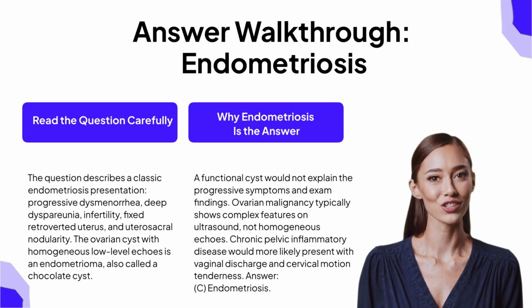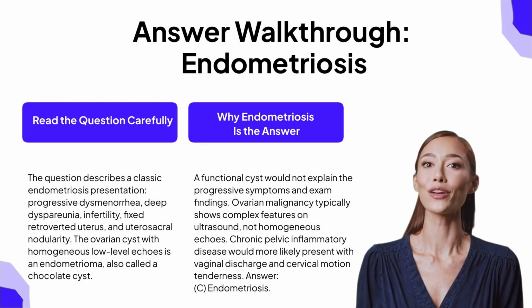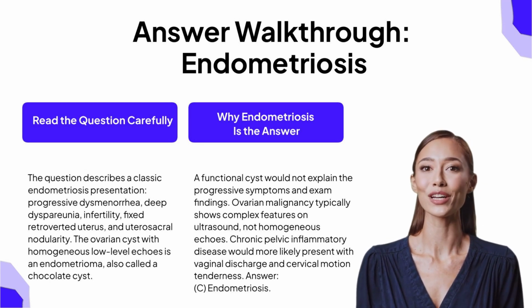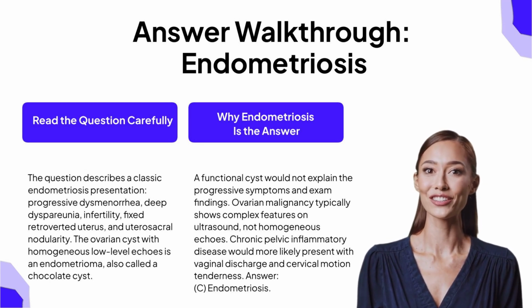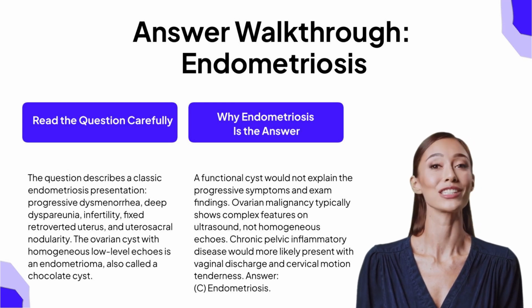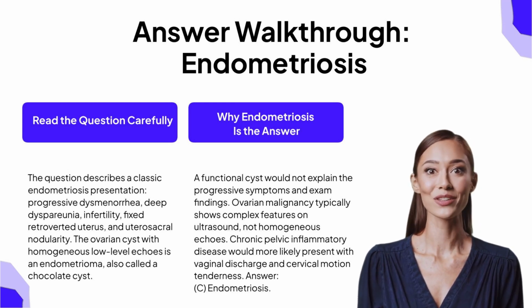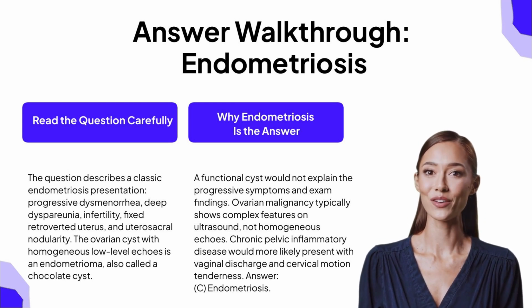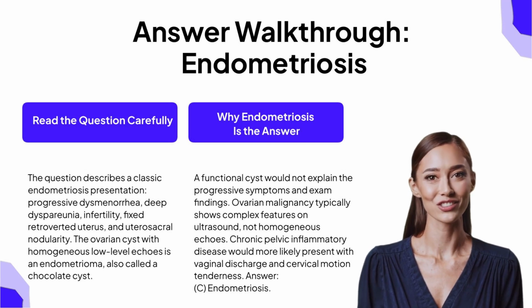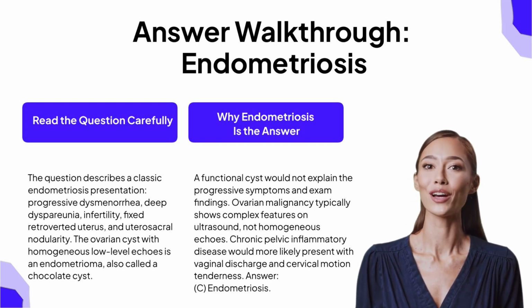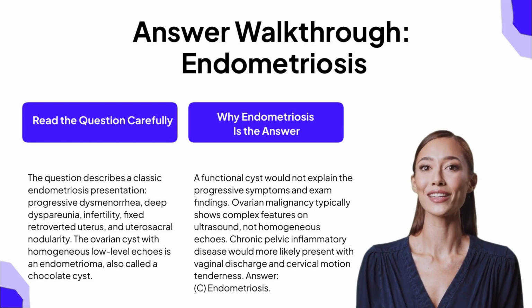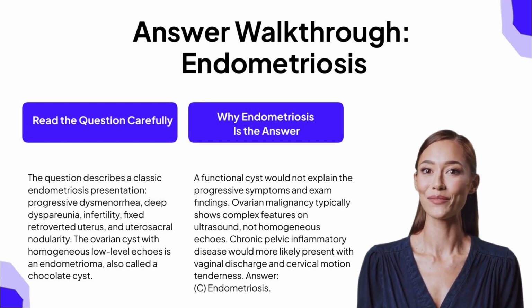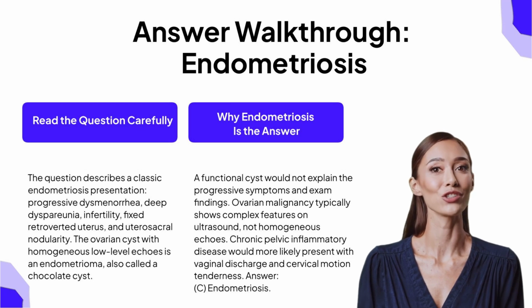Now, why is endometriosis the answer? A functional ovarian cyst would not explain the progressive symptoms, the fixed uterus, or the uterosacral nodularity. Ovarian malignancy typically shows complex features on ultrasound with solid and cystic components, not homogeneous echoes. Chronic pelvic inflammatory disease would more likely present with vaginal discharge, cervical motion tenderness, and a history of prior infections. The correct answer is C, endometriosis.